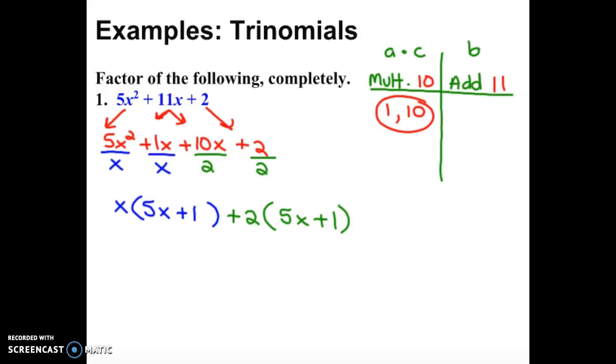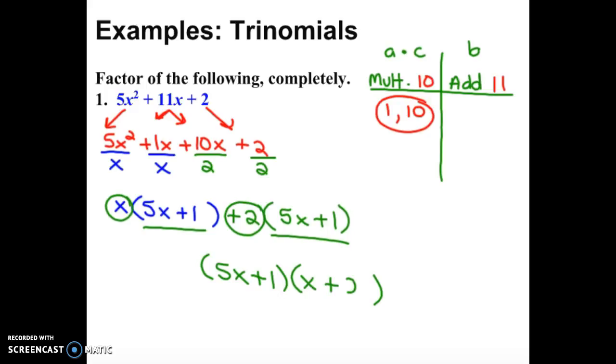So at the end, just like yesterday, both of these have a 5x plus 1 in common. And when you factor that out of both, you're left with an x and a plus 2, an x plus 2. And so that one would factor out to 5x plus 1 and x plus 2.